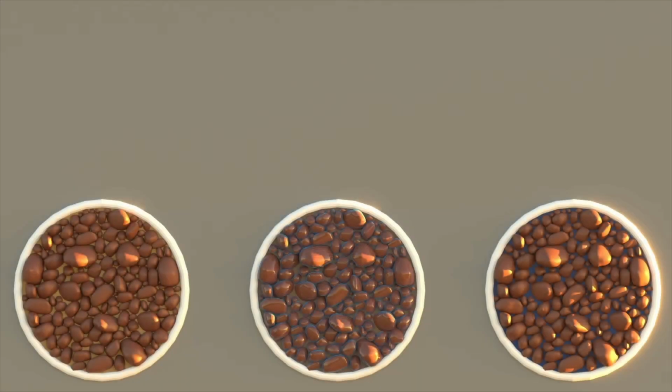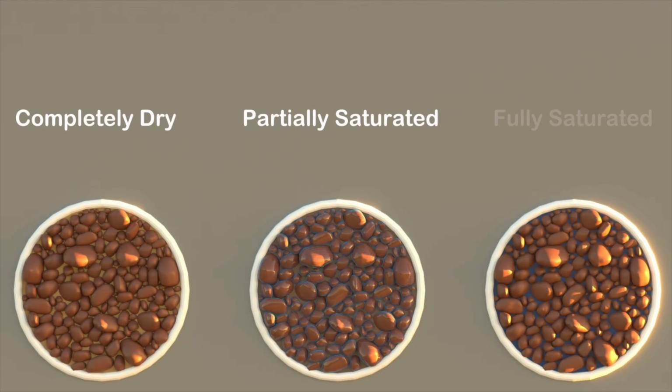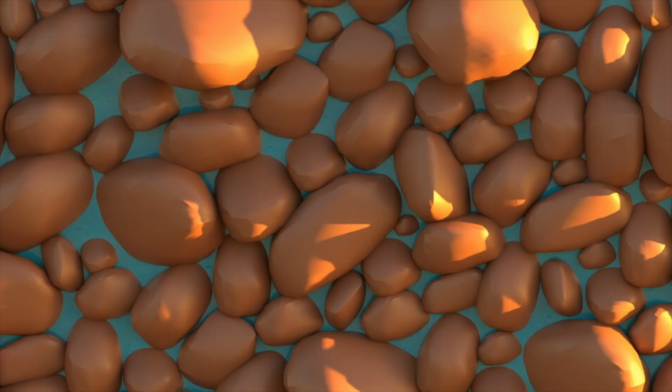The soil is completely dry if the pores are filled with only air, partially saturated if the pores are filled partly with air and partly with water, and fully saturated when the pores are only filled with water. Because the soil solids and water have mass, they exert weight force on underlying particles.